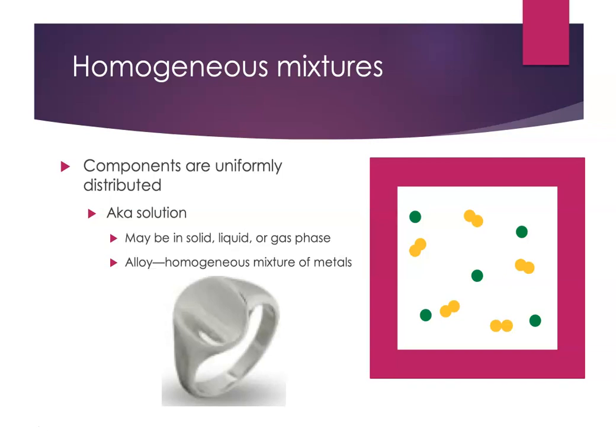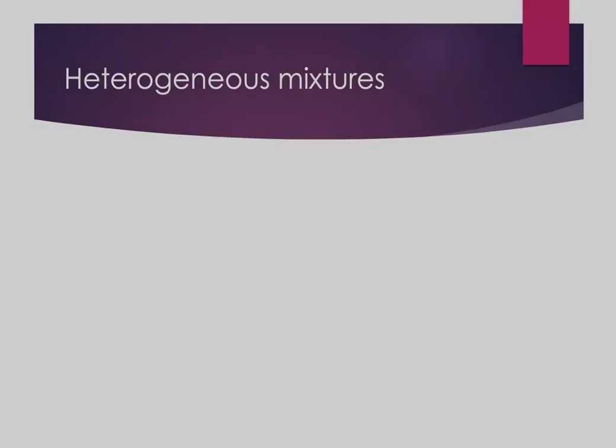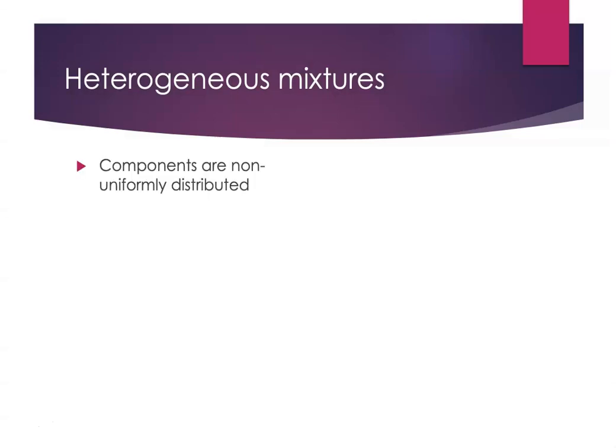So stainless steel, 18 karat gold, and brass are all alloys of different metals in the solid phase. But they're also homogeneous mixtures, because the ratio is pretty much the same throughout the sample. We can also have heterogeneous mixtures. What I mean by a heterogeneous mixture is that the ratio of the components varies as you go from one part of the sample to the other.